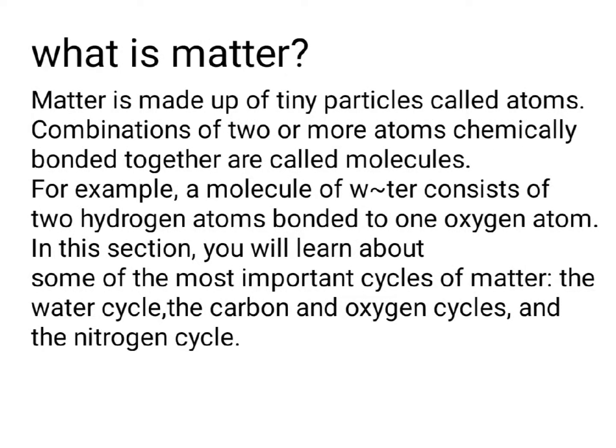So what is matter? Matter is made up of tiny particles called atoms. Combinations of two or more atoms chemically bonded together are called molecules. For example, a molecule of water consists of two hydrogen atoms bonded to one oxygen atom. In this section, you will learn about some of the most important cycles of matter: the water cycle, the carbon cycle, the oxygen cycle, and the nitrogen cycle.